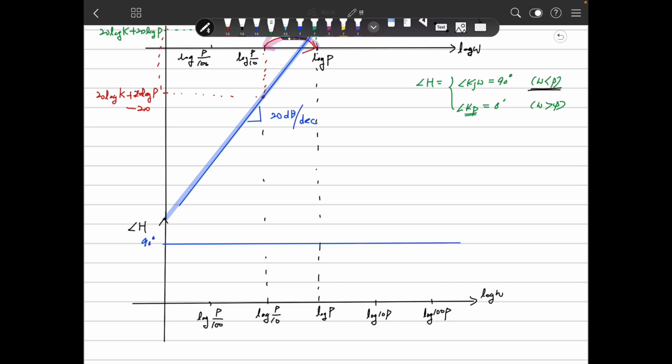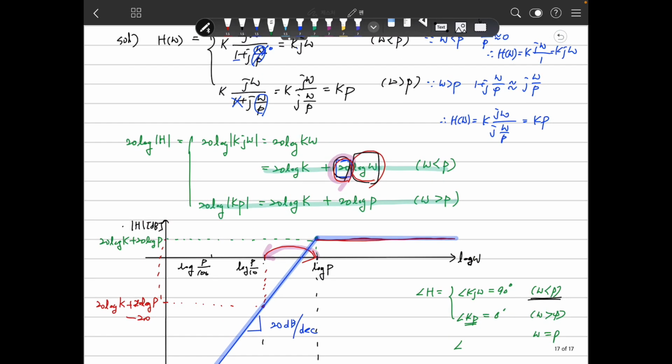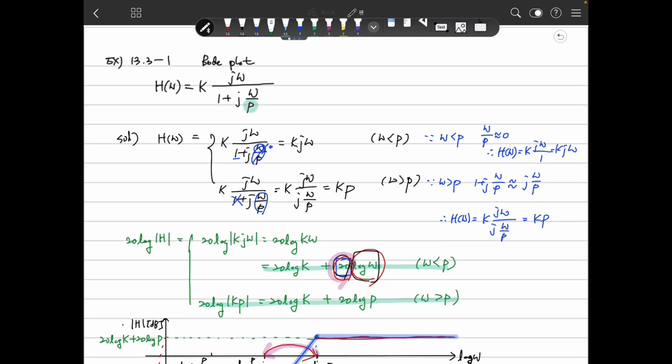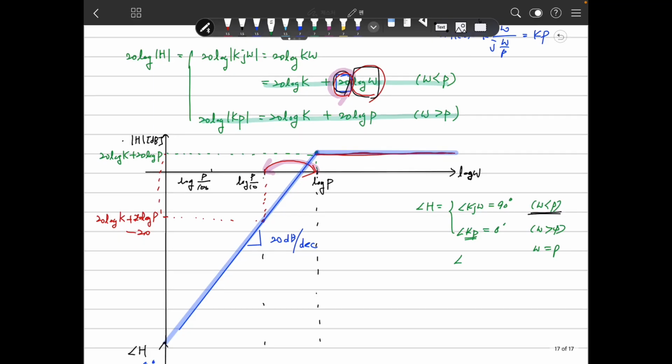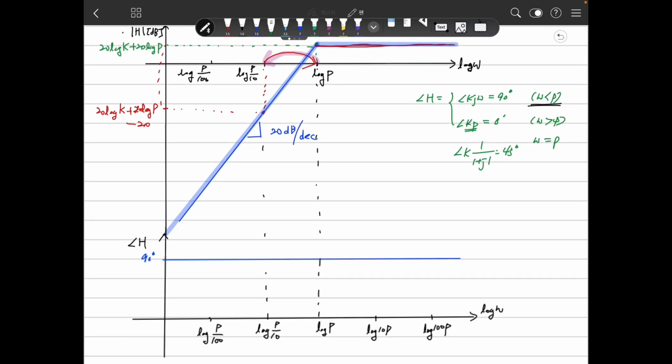And when omega is p, then when you insert p here, we immediately get K over 1 plus j1, and that will be 45 degrees. So here we have 45. And when omega is larger than p, that will be 0 degrees. So that will be 0 degrees here.